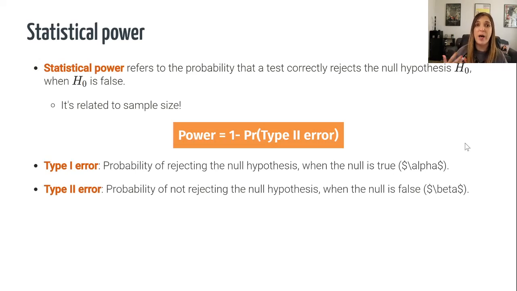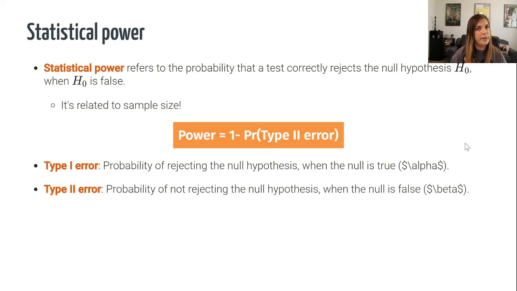But it's also connected to other parameters, and you need to consider this when you're designing a randomized control trial, because you can tune a lot of these parameters. So power in this case is going to be 1 minus the probability of type 2 error.